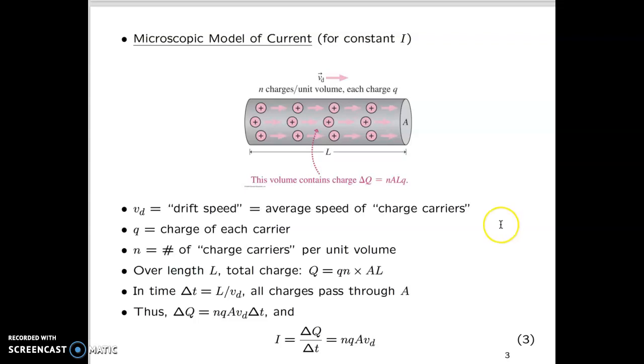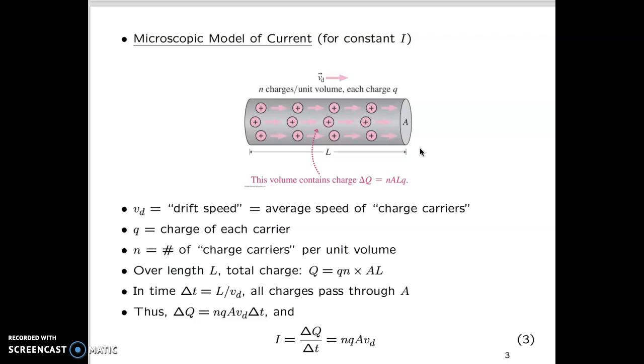So let's talk about, introduce a microscopic model for current. What we're going to do is to assume that we have a constant current. So one where there's a steady current, a steady flow of charge, the same number of coulombs per second that cross this cross-sectional area.